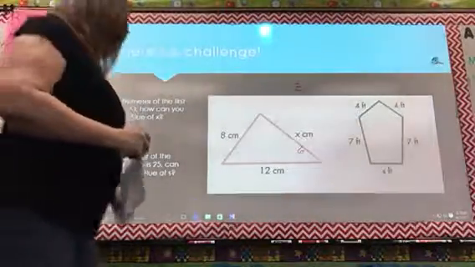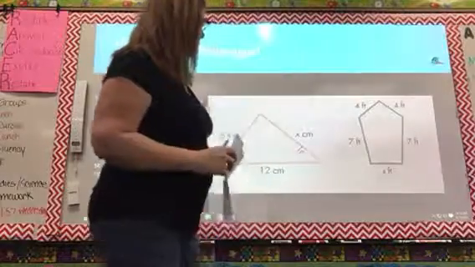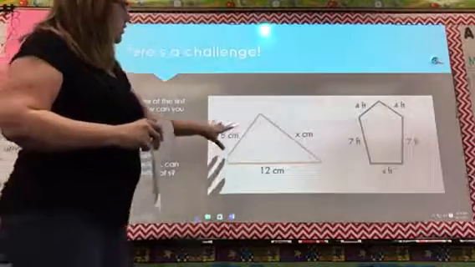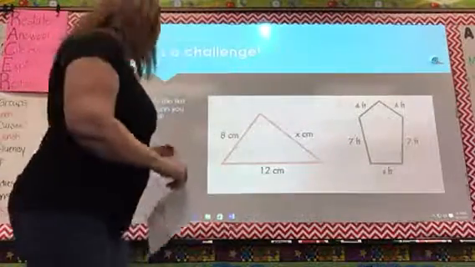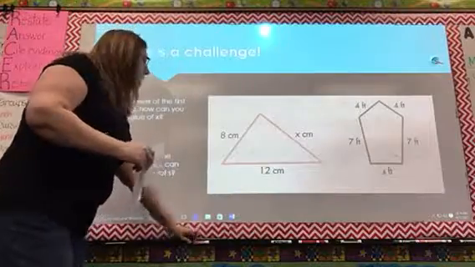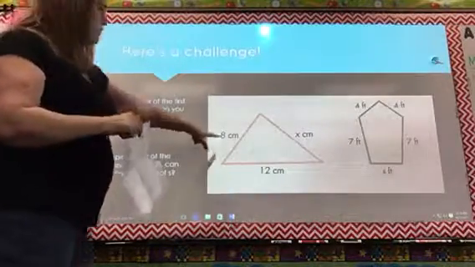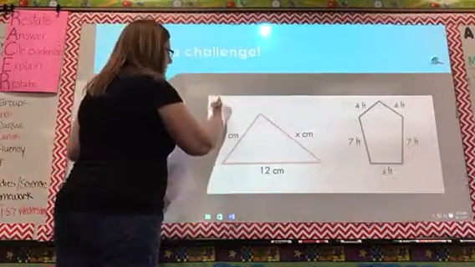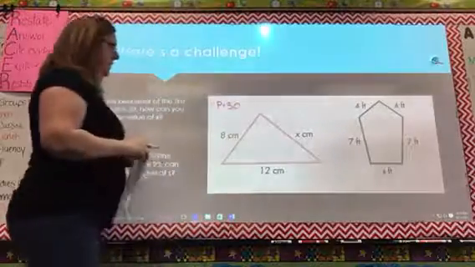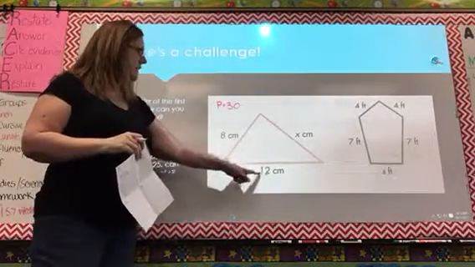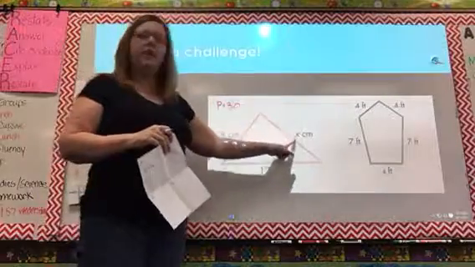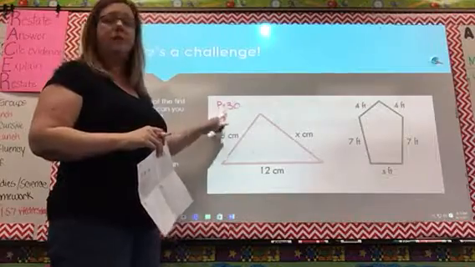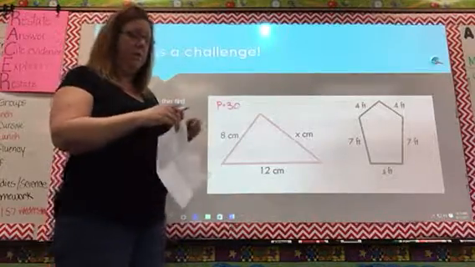All right, this is our last part of perimeter that we're going to do. This is a little bit more challenging, okay? Sometimes we're going to know the total, okay? I know that the total of the first shape right here is 30, okay? The perimeter equals 30. If this side is 8, this side is 12, what do you think I can do to figure out what x is equal to if I know my perimeter is 30? I want you to think about that.